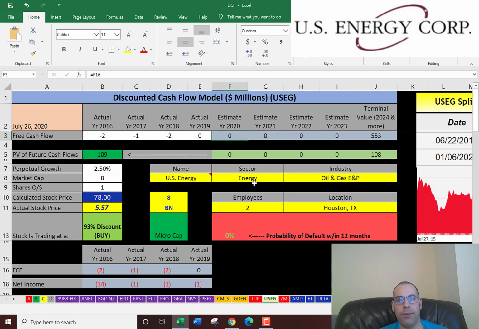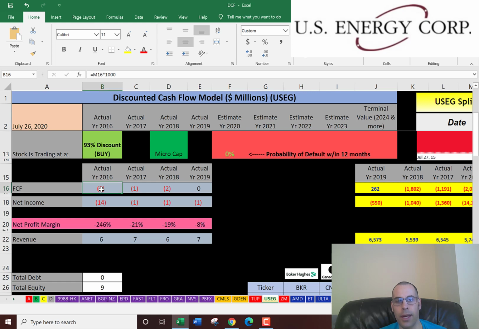So we estimated 4 years of future free cash flows, and it's all zero. But we did a terminal value, which is $553 million. That's all cash flows after year 4. And we discounted those numbers back to today using the weighted average cost of capital. And the way I came up with this was I assumed a growth rate similar to the growth rate they had from 2016 to 2019. And I pushed that out to 30 years.